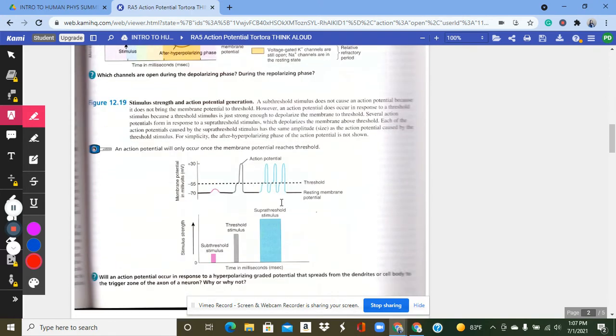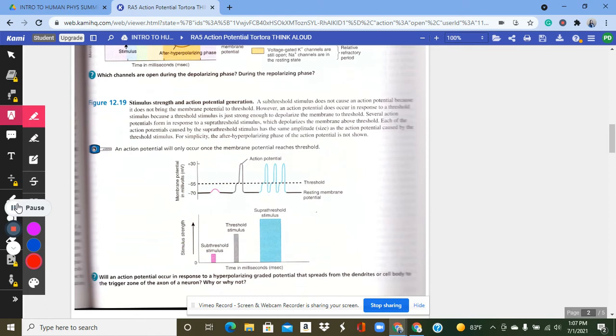So, stimulus strength and action potential generation. A subthreshold stimulus does not cause an action potential because it does not bring the membrane potential to threshold. However, an action potential does occur in response to a threshold stimulus, because a threshold stimulus is just strong enough to depolarize the membrane to threshold.